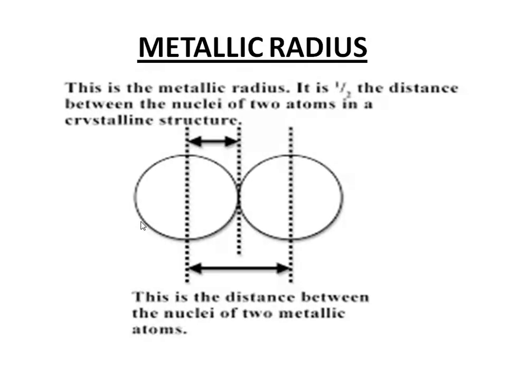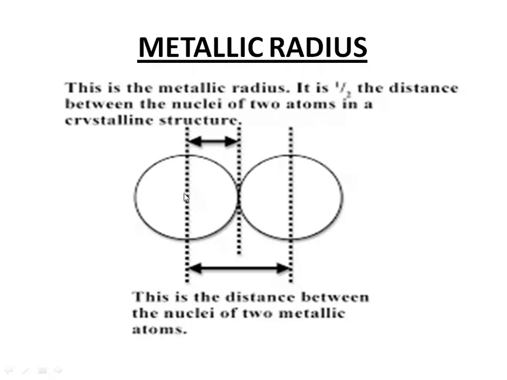The last property or type of atomic radius we are going to study is the metallic radius. Here we measure the radius in metallic elements. It is defined as half the distance between the nuclei of two atoms in a crystalline structure.